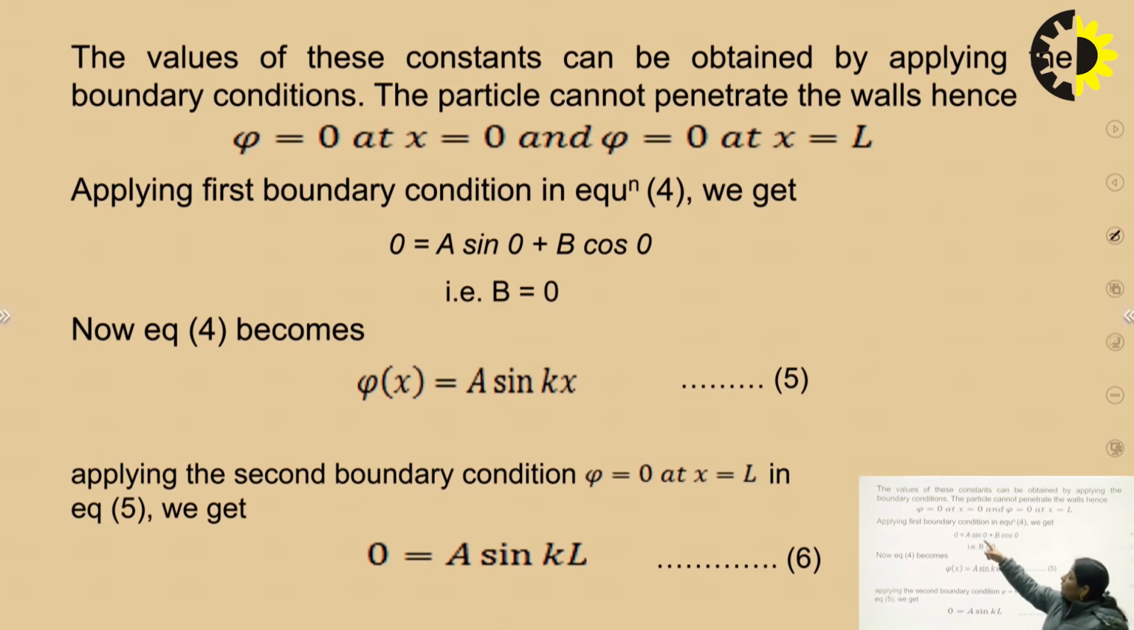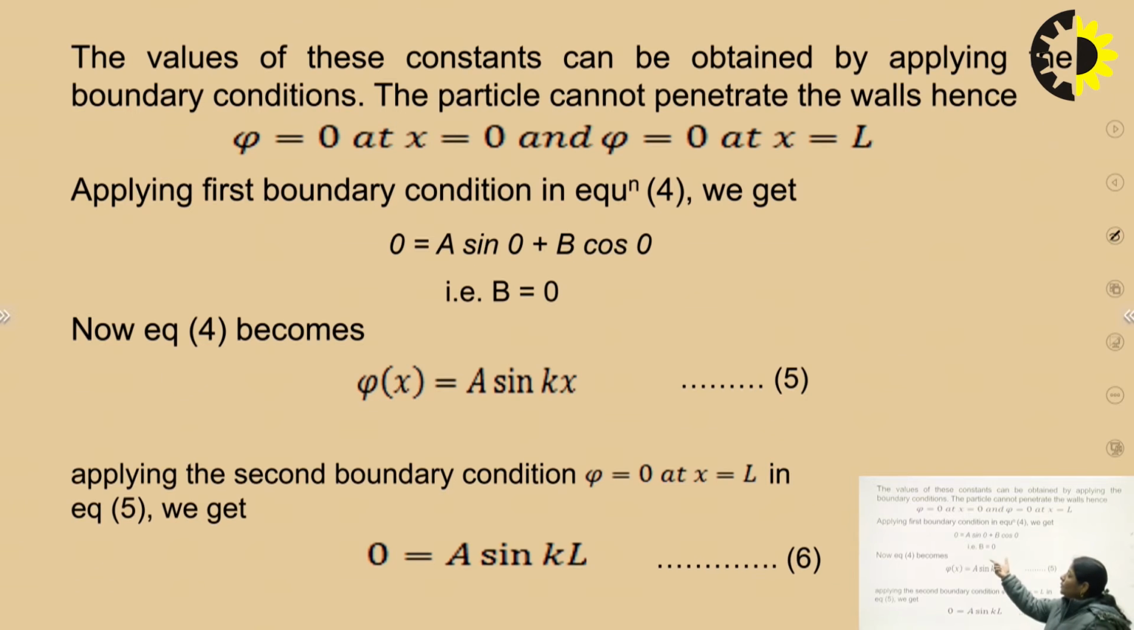So 0 is the value at x equals 0, and we put these conditions in the wave function, and we find A sine 0 plus B cos 0, and phi of course is 0. Sine 0 is 0, we already know, so this term vanishes, and this is B cos 0. Cos 0 is 1. So B gives us the value 0. Hence the constant B equals 0 has been evaluated.